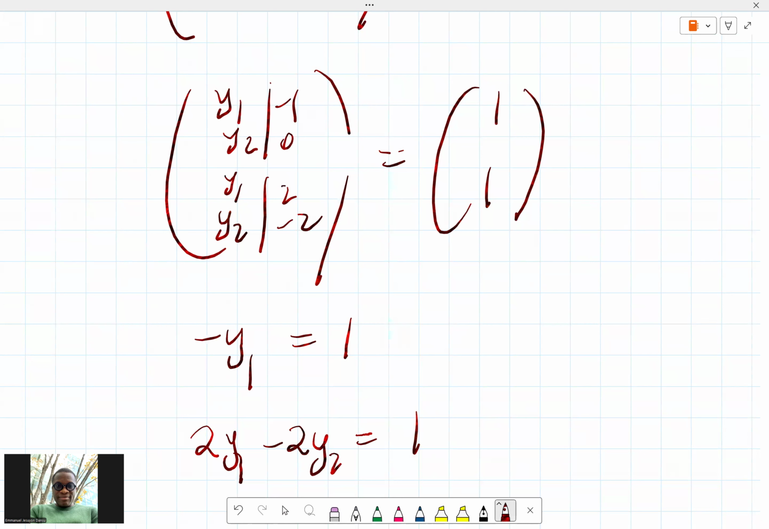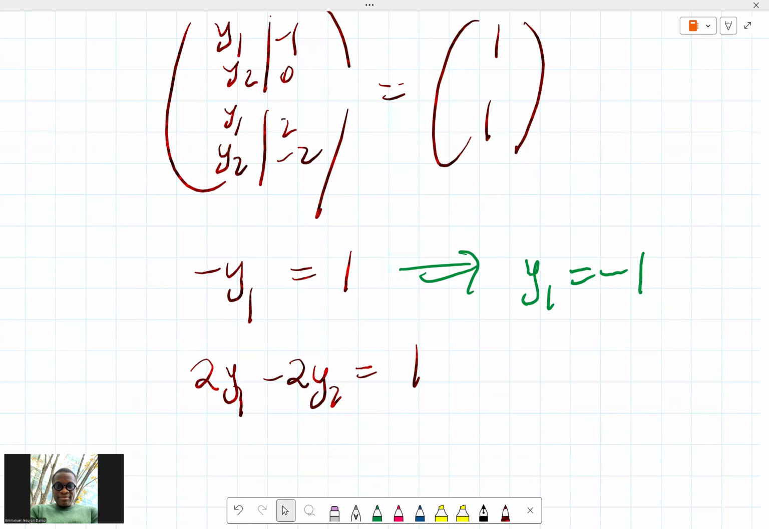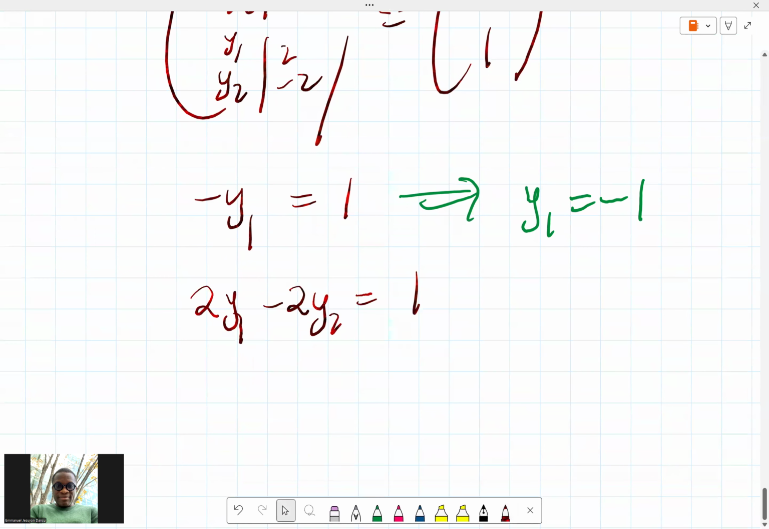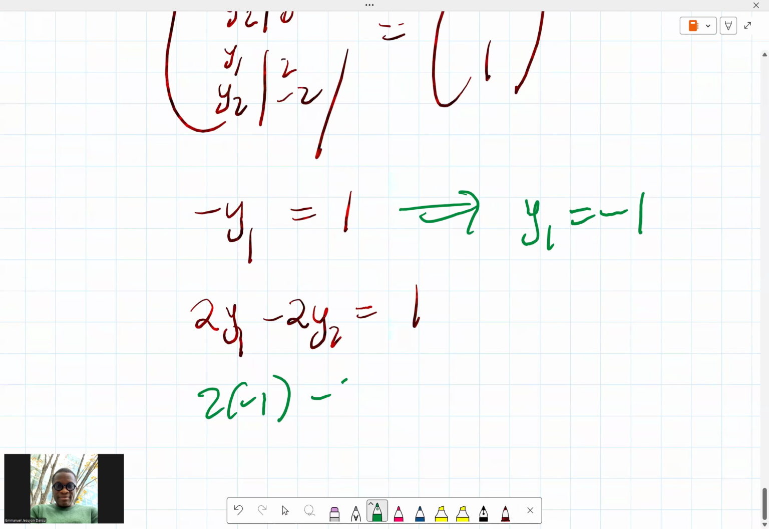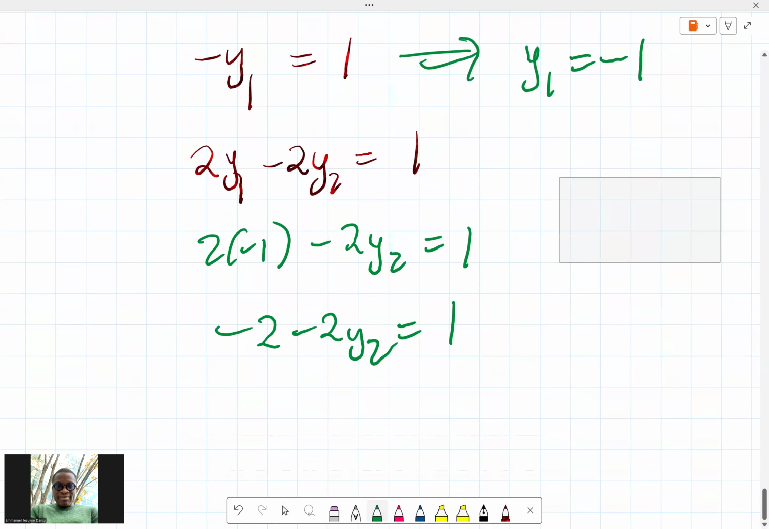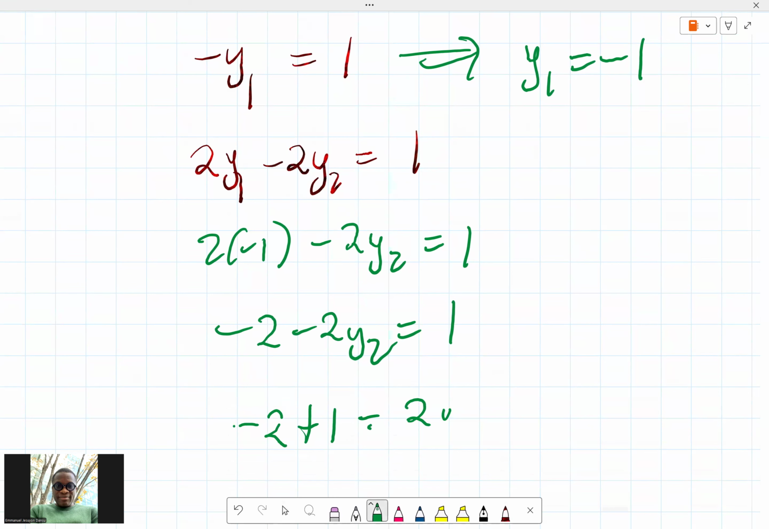Okay. So of course, we can easily solve this, because y1 equals minus 1. And if that is the case, we have 2 into minus 1 minus 2y2 equals 1. So minus 2 minus 2y2 equals 1. So minus 2y2, or better still, minus 2 plus 1 is equal to 2y2.